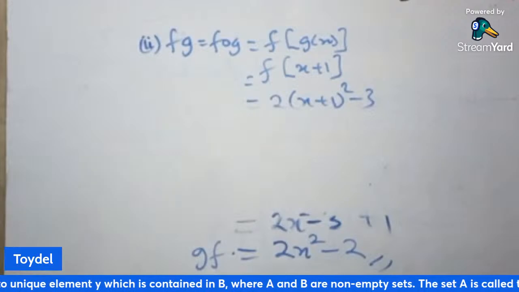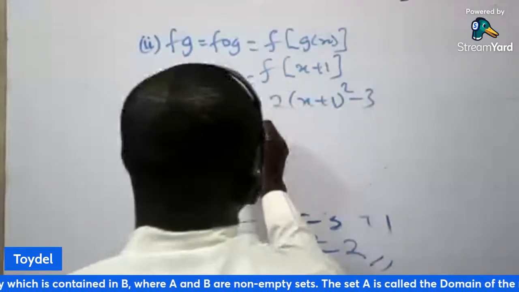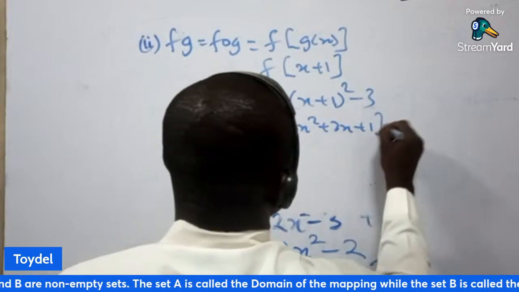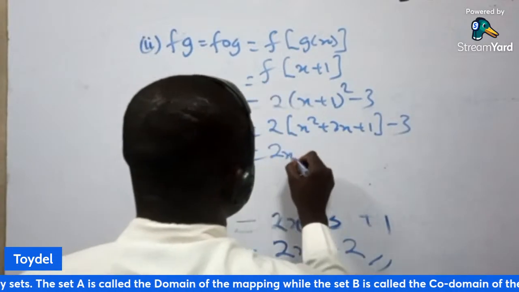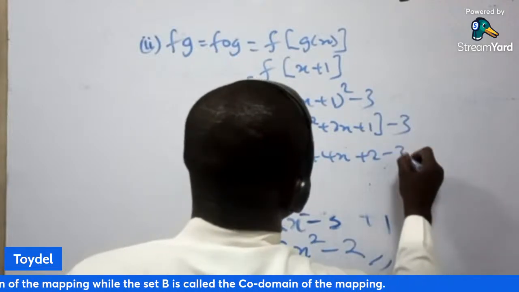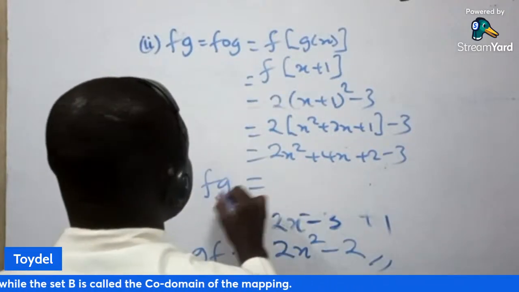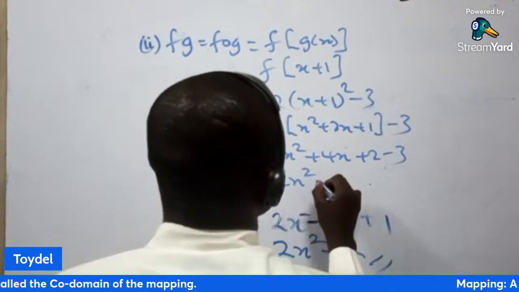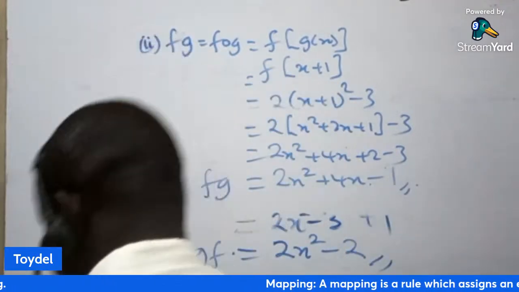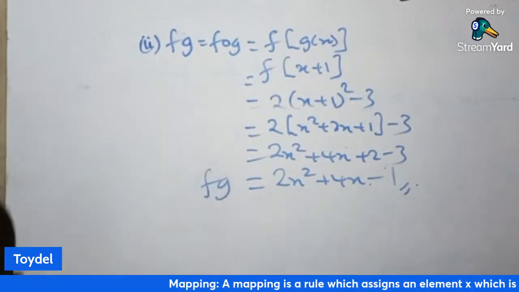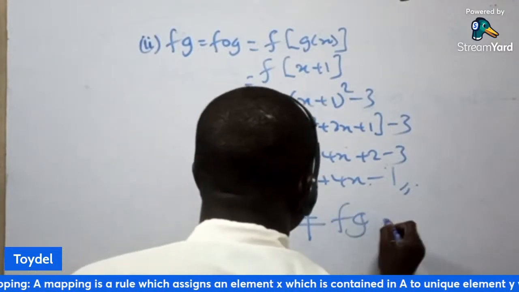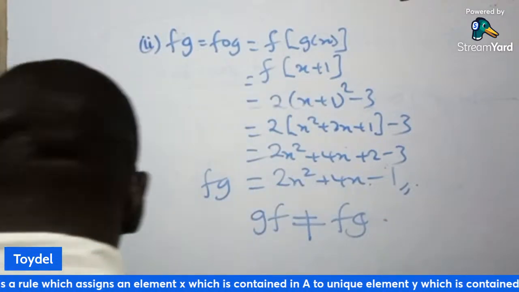Then if we express that further, we are going to have 2 into bracket x squared plus 2x plus 1 minus 3. Then if we expand, we are going to have 2x squared plus 4x plus 2 minus 3. Finally, fg will now be equal to 2x squared plus 4x minus 1. And that is what we are going to get. So what can we deduce from here? We realize that g of f is not equal to f of g at all time.